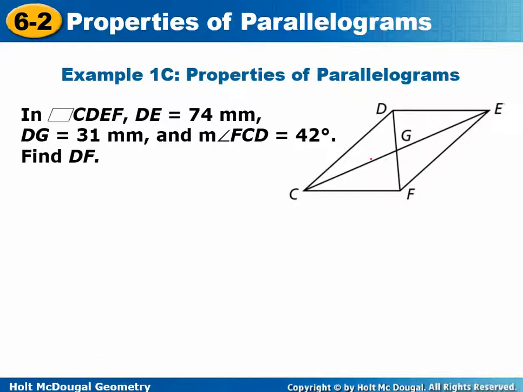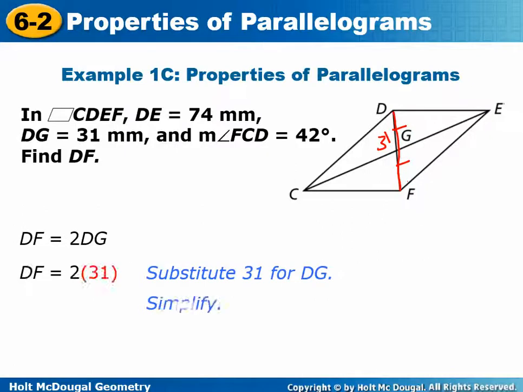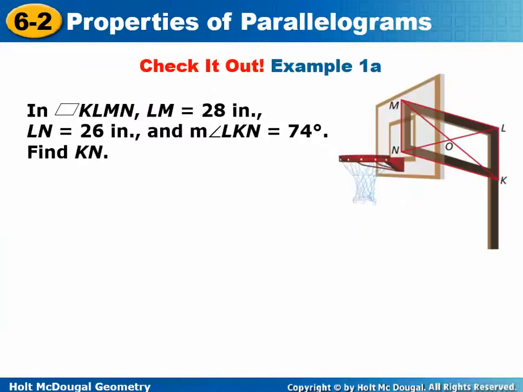And now we're asked to find side DF. That's this diagonal. We know that DG is 31. We know that DF was bisected by the other diagonal, which means that DG is congruent to FG. Or we could just take 2 times 31, or 2 times DG, to get the whole thing of 62 millimeters.